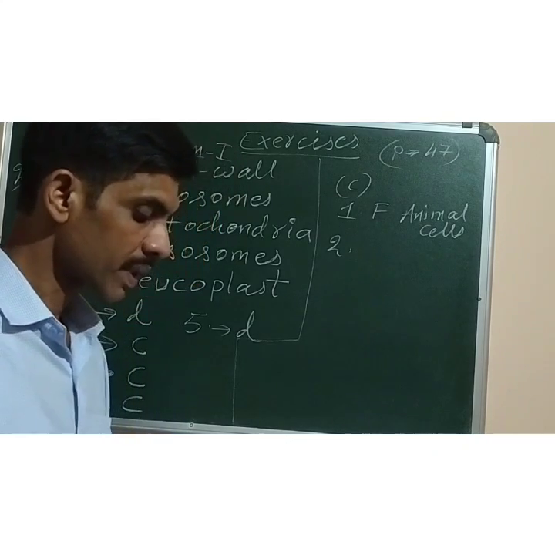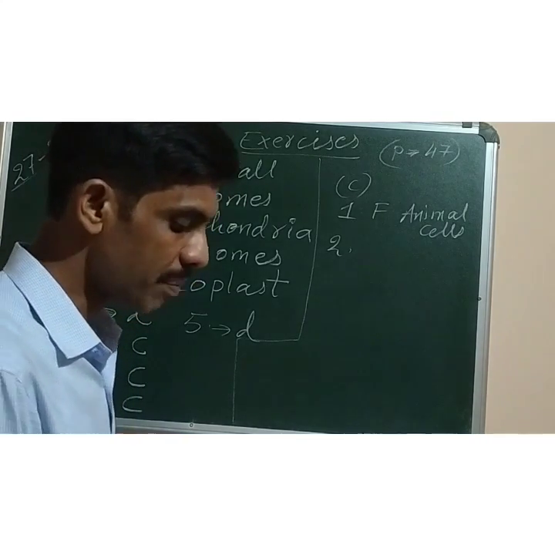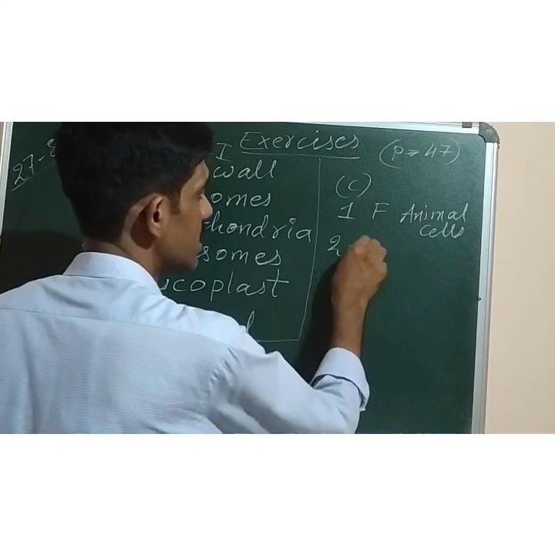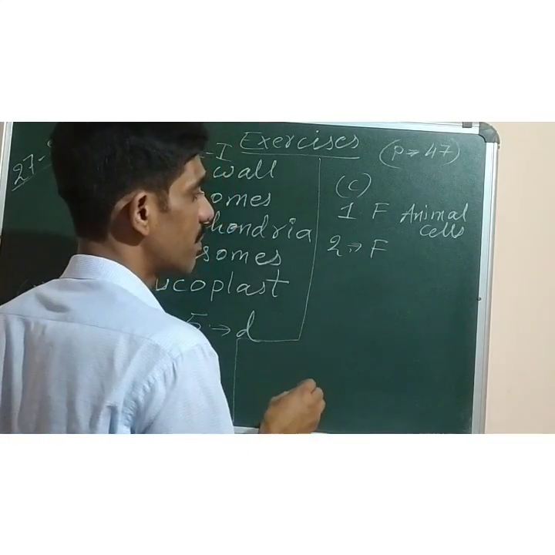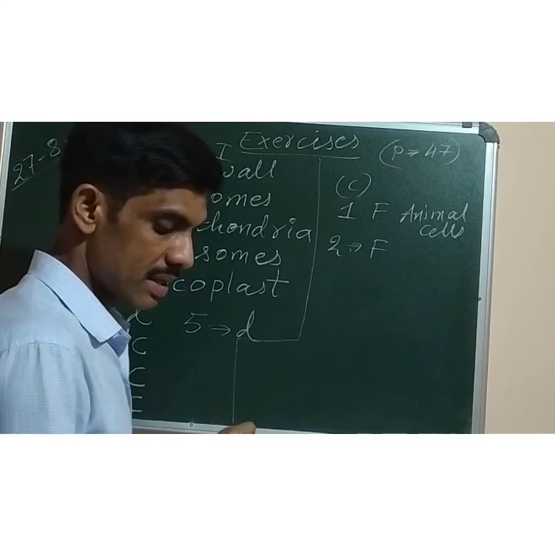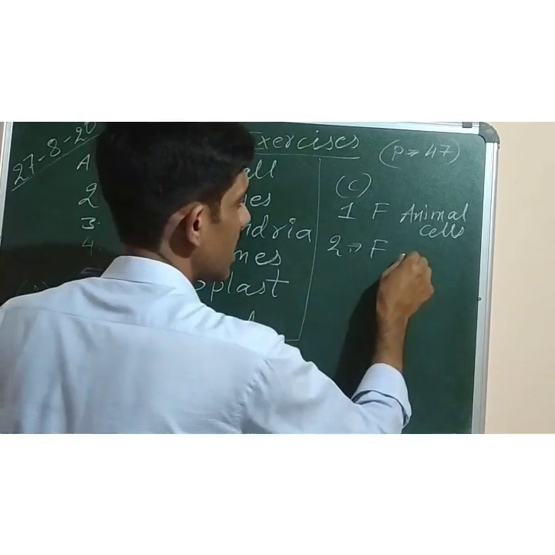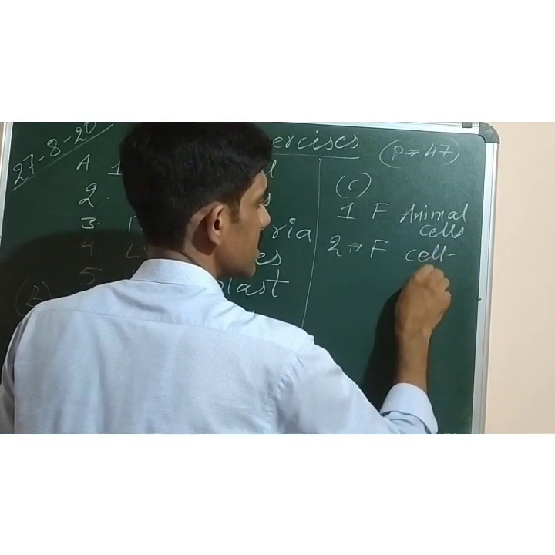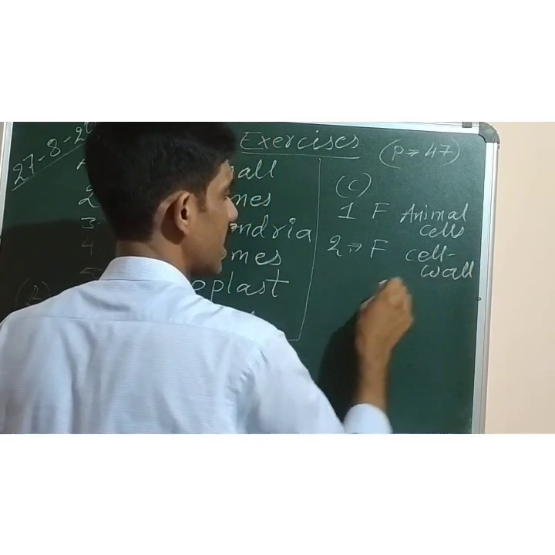Number 2, the cell membrane is freely permeable. This is also false. Cell membrane is not freely permeable. So what you have to write? Cell membrane you can cut and write there cell wall. Cell wall is freely permeable. Then it will be correct.